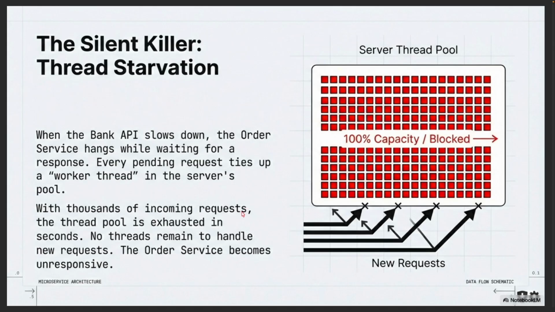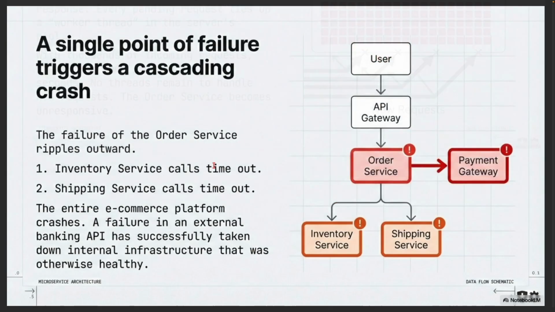So due to that, with thousands of incoming requests, the thread pool will get exhausted and there will be no thread to handle the new request. So that order service becomes unresponsive. Okay, so now here the order service, we can say, is in an infected state.